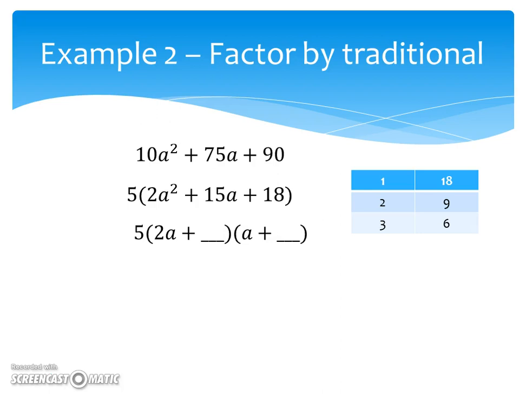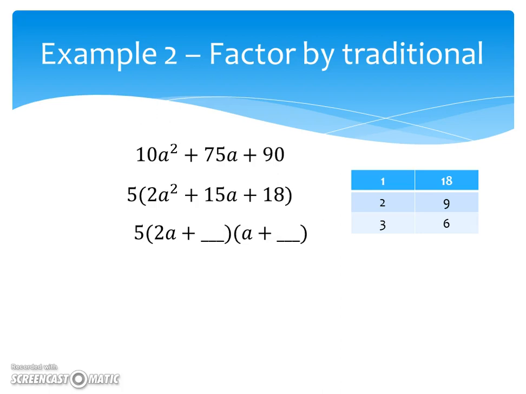Right? 2a times 2 is just 4a. And then 9 times a is 9a. But 4a and 9a don't make 15. They make 13a. So we now know that it's 3 and 6. We just need to know which order they go. So we put 3 in the first blank, 6 in the second blank.